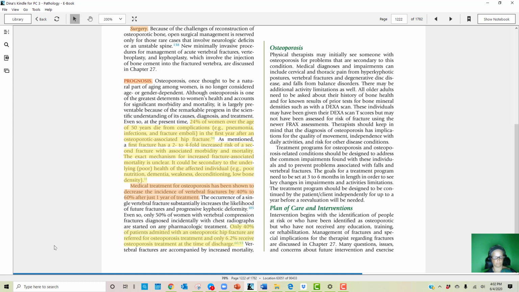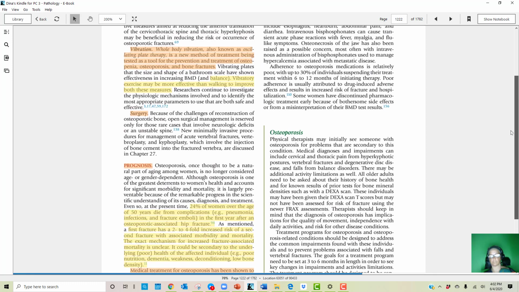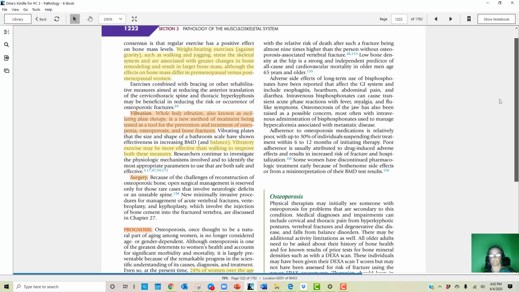Vertebral fractures are accompanied by increased mortality, with the relative risk of death after such a fracture being almost 9 times higher than the person without osteoporosis-associated vertebral fracture. Low bone density at the hip is a strong and independent predictor of all-cause and cardiovascular mortality in older men aged 65 years and older.